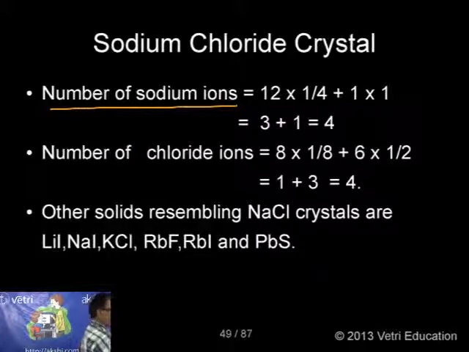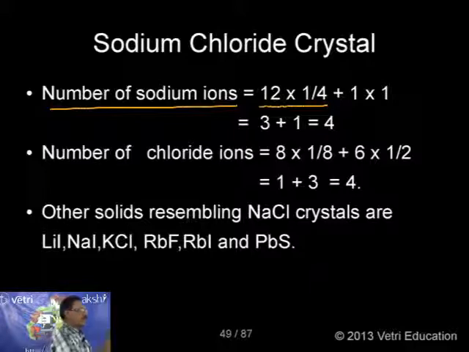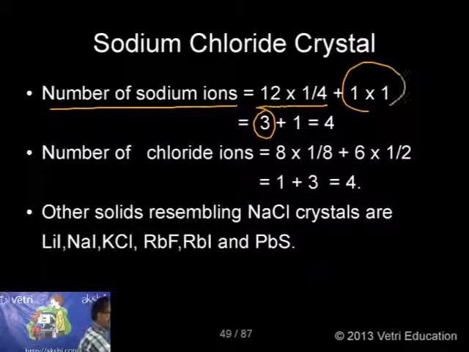There are 12 edges, and each edge will be shared by 4. So 12 into 1 by 4 will get 3. And one atom at the center, so totally 4 atoms in the case of sodium.